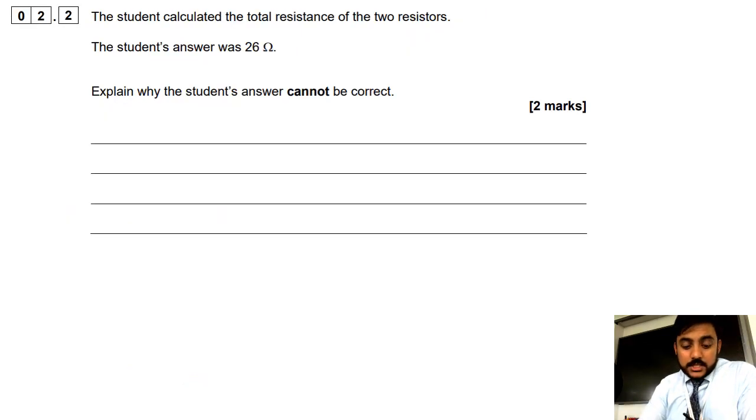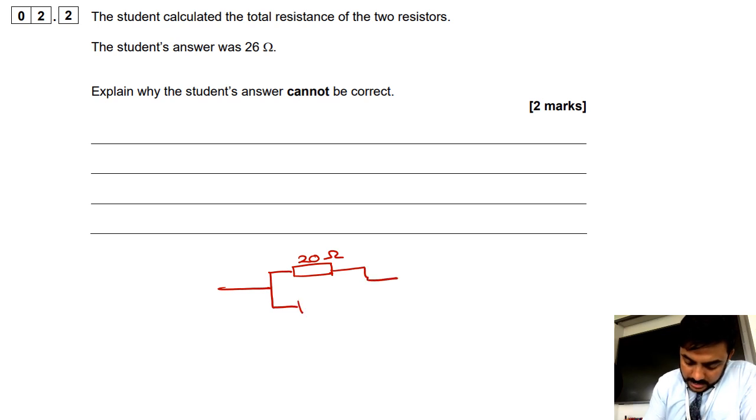The student calculated the total resistance of the two resistors. The student's answer was 26 ohms. Explain why the student's answer cannot be correct. Let's remind ourselves of what that setup looks like. Here's a 20 ohm resistor and the resistor R. The student is trying to say that these two resistors added together will make 26 ohms. But this can't be correct. Student's answer must be less than 20.